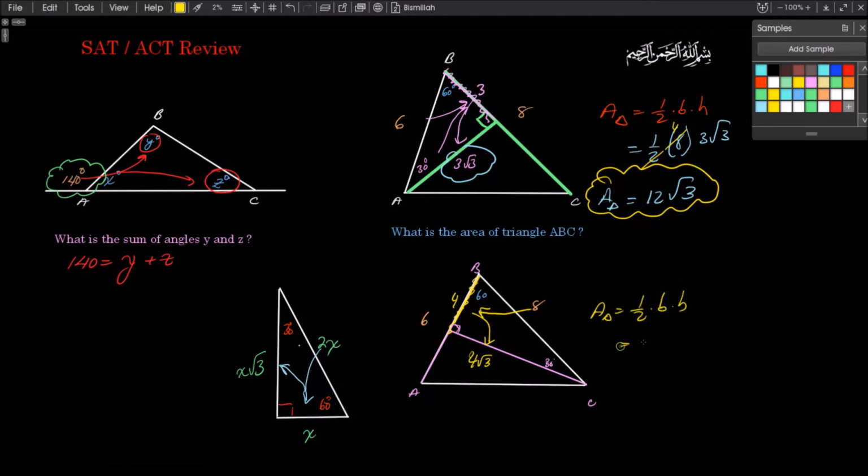Then the area of this triangle would be, again, 1/2 the base times height. In this case, the base is going to be AB, which is 6, and the height is 4 square root of 3. And then we simplify again. We get the area of this triangle to be 3 times 4 is 12 square root of 3, and as you can see, it's the same. Of course, because the triangle is the same.